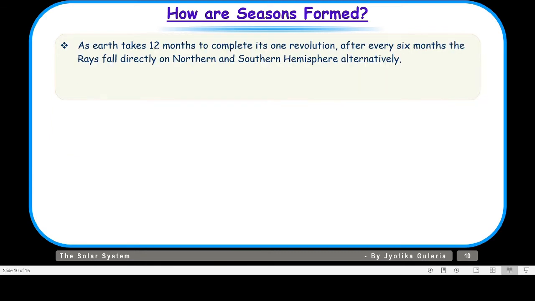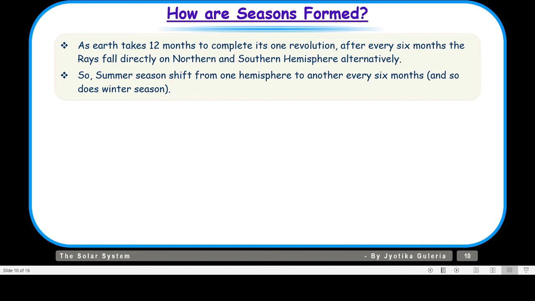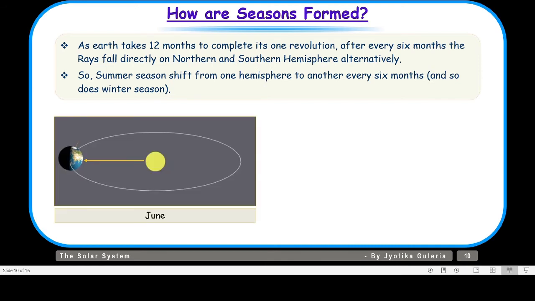And we know that Earth takes 12 months to complete its one revolution. That is, after every 6 months, the rays fall directly on the northern and southern hemisphere alternatively. So the summer season shifts from one hemisphere to another after every 6 months, and so does the winter season.